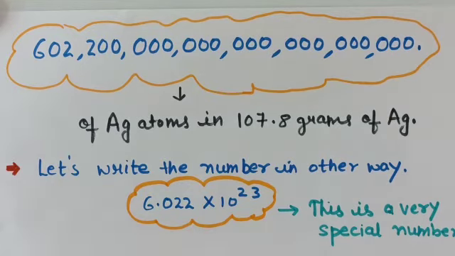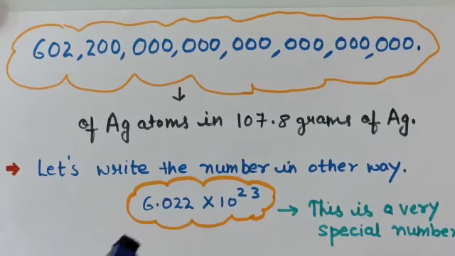Exactly this number of atoms is present in 1 mole of Ag. Do you know how we can write this number in a smaller or simpler way? It is 6.022 into 10 to the power 23. And this is a very special number.